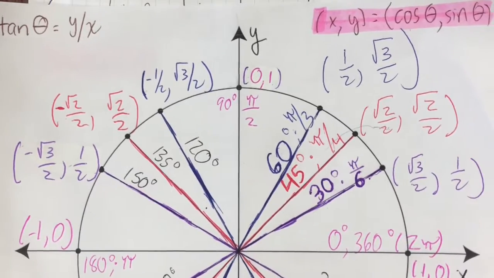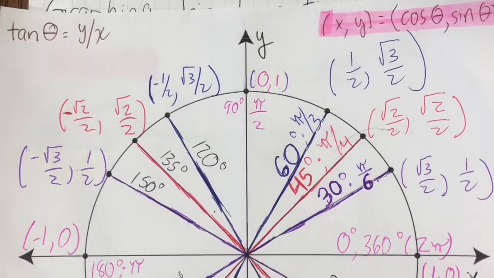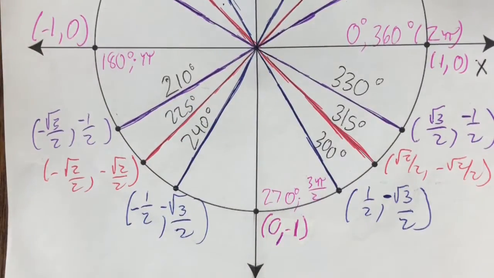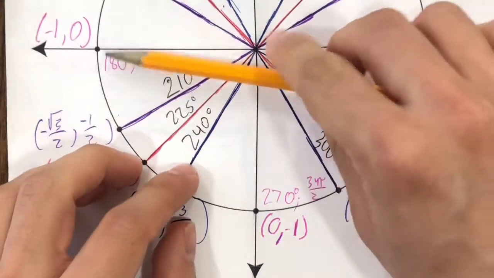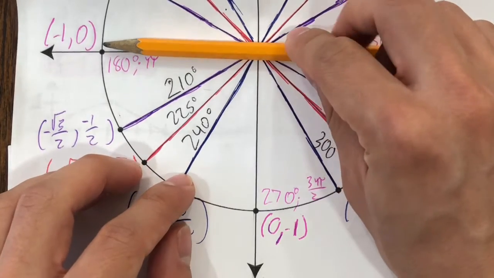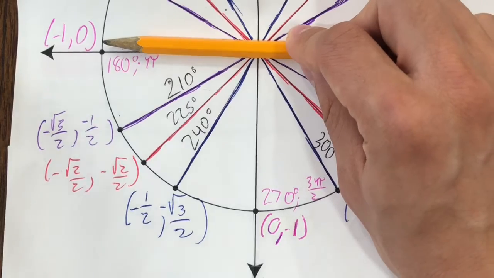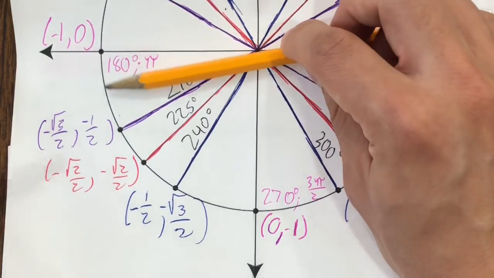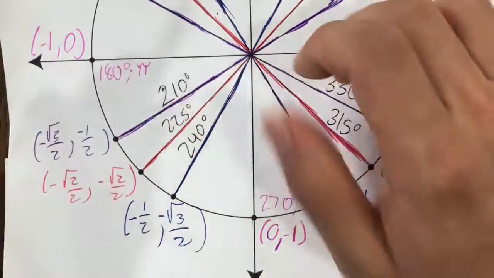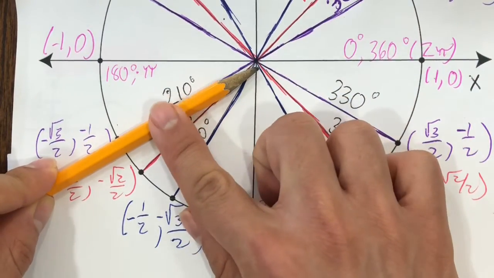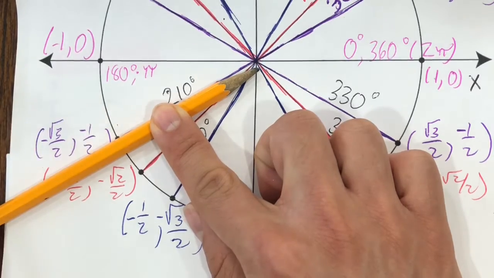So let me move this up. So now we're going to rotate from 180 to 270 degrees. So we're at 180 degrees. Sine of 180 is 0. And then we move on from 180 to 210. We have sine of 210, which is negative a half.